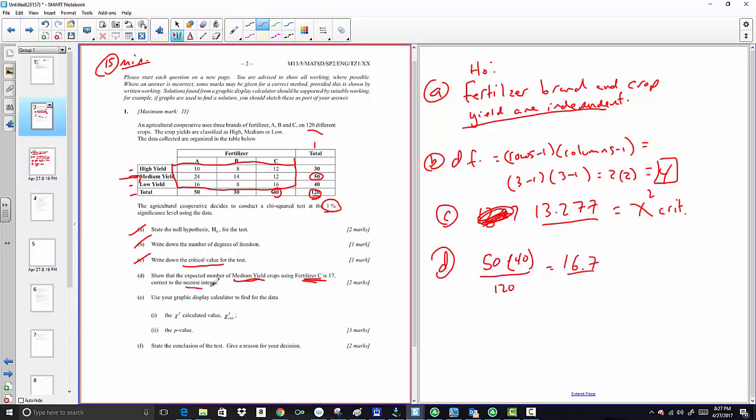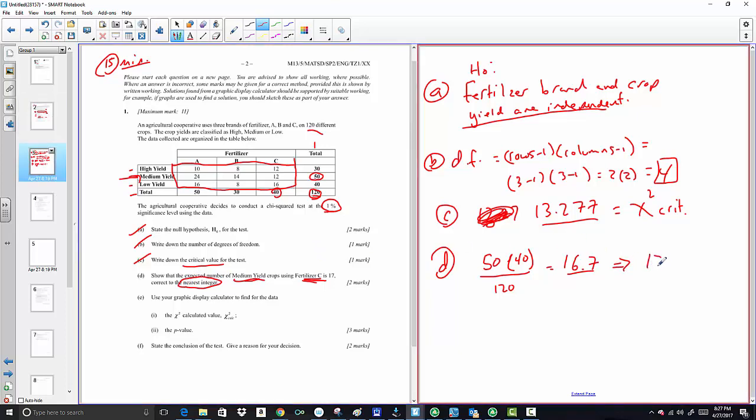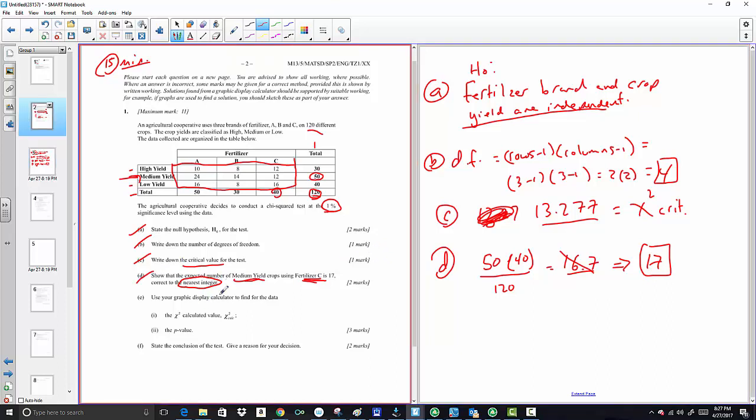All right. They want it correct to the nearest integer. Careful there. So this would actually be 17. That would be the actual answer for that. So we can ignore that. That's the correct to the nearest integer, whole number, right? Okay. So that's done.